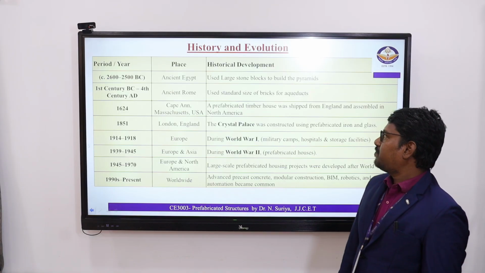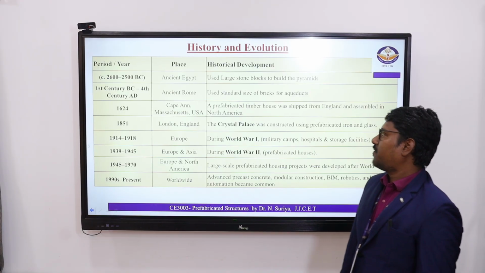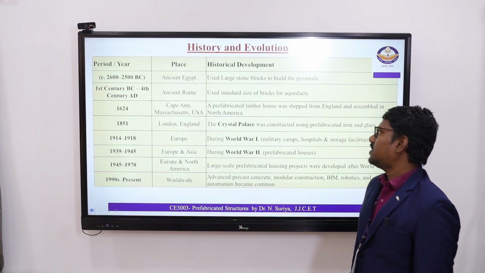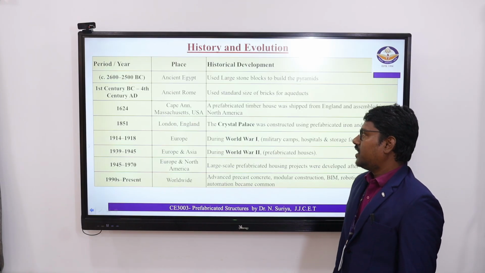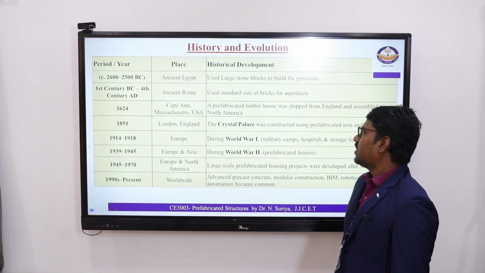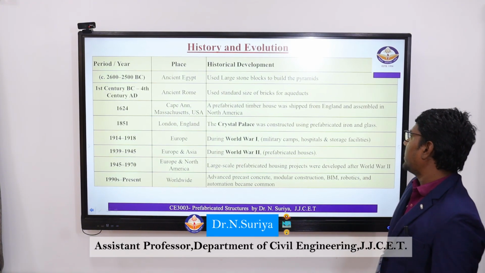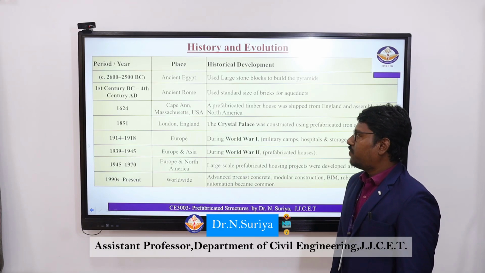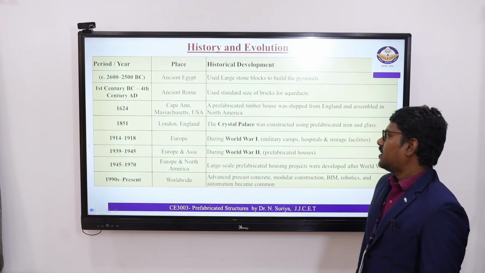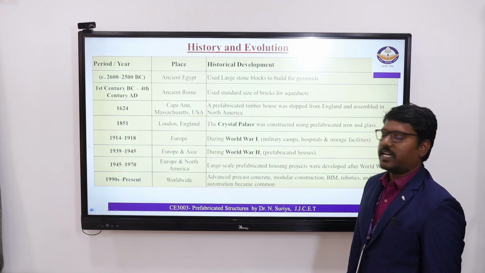Next, history and evolution of the prefabrication method. In ancient Egypt, people used large stone blocks to build the pyramids. After that, in ancient Rome, people used standard-size bricks for building the aqueducts. In the year 1624, a prefabricated timber house was shipped from England and assembled in North America, USA. In the year 1851, in London, England, the famous Crystal Palace was constructed using prefabricated iron and glass materials.